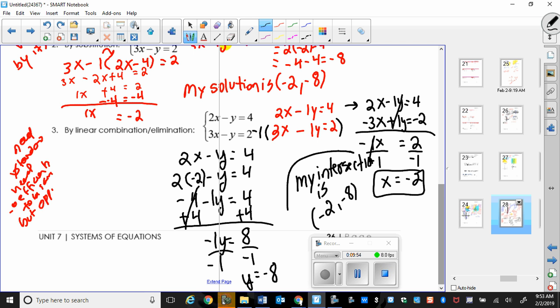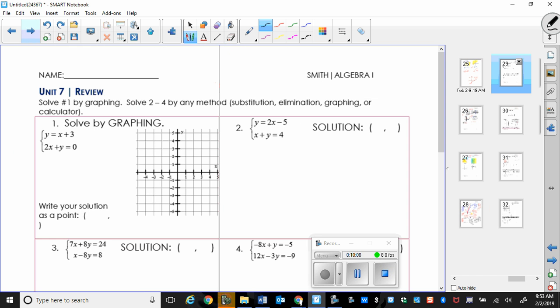So what you just did is solve for a solution in 3 different ways for the same system: graphically, substitution, and elimination, and you still get the same answer. So there's multiple methods to solving for solutions here. All right. So the next portion is the review. That's going to be a separate video.